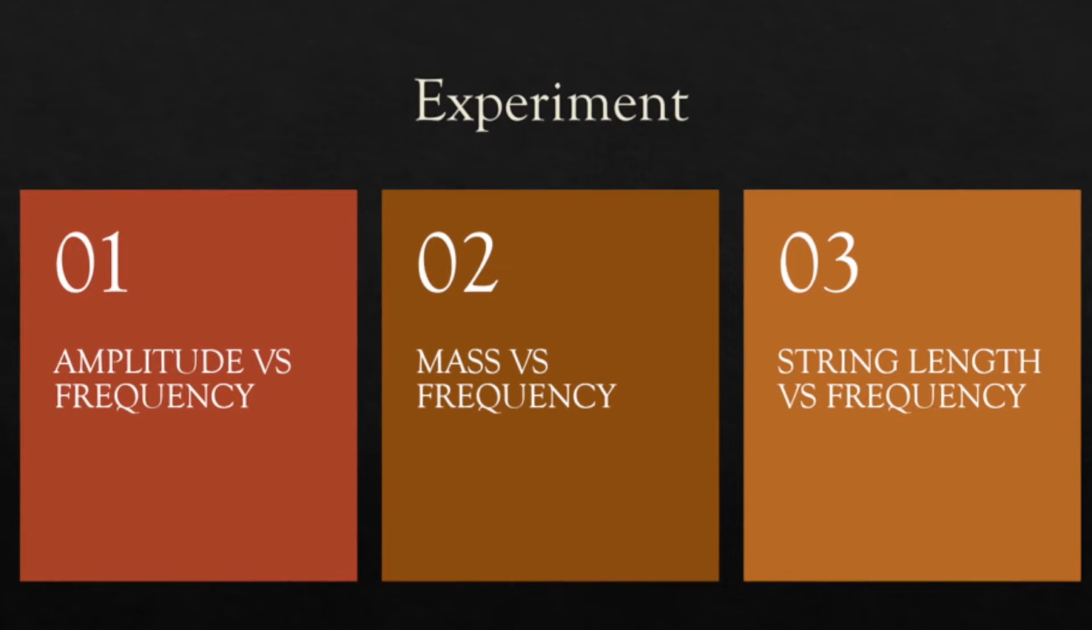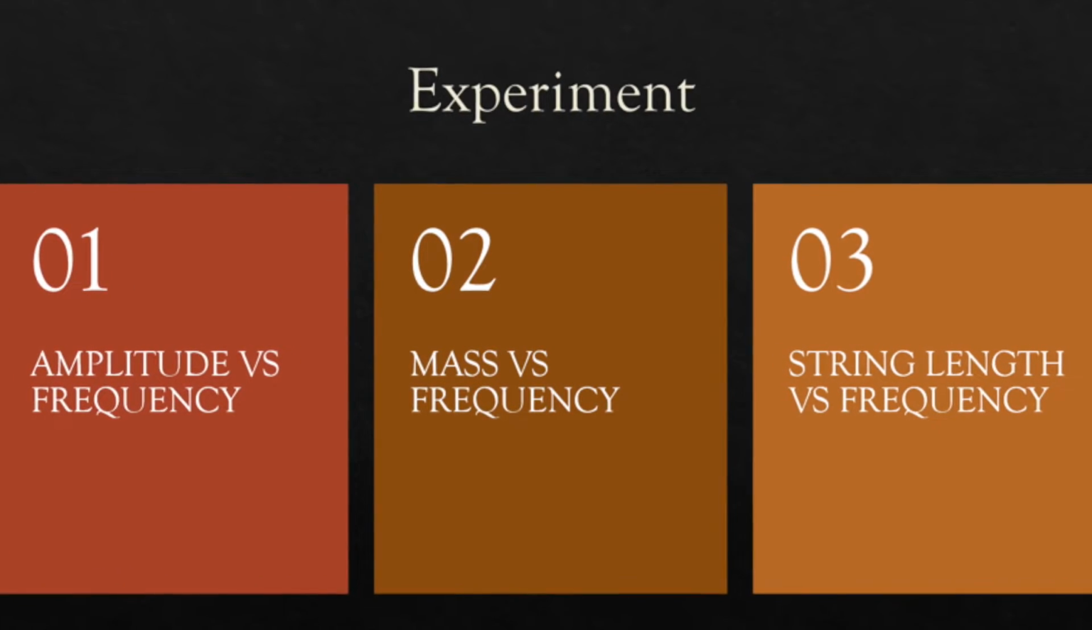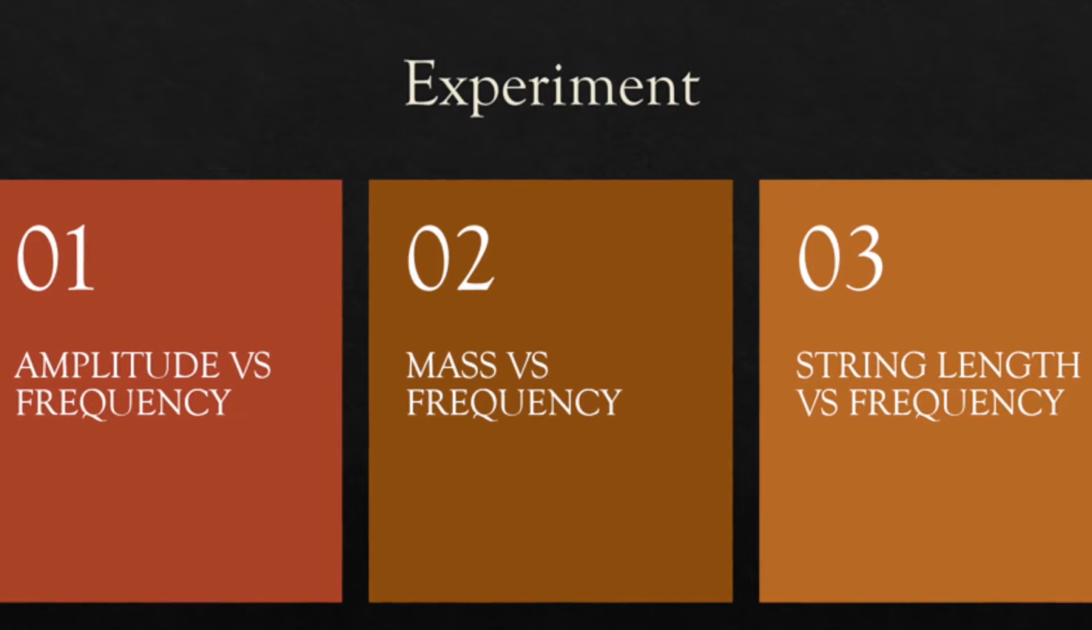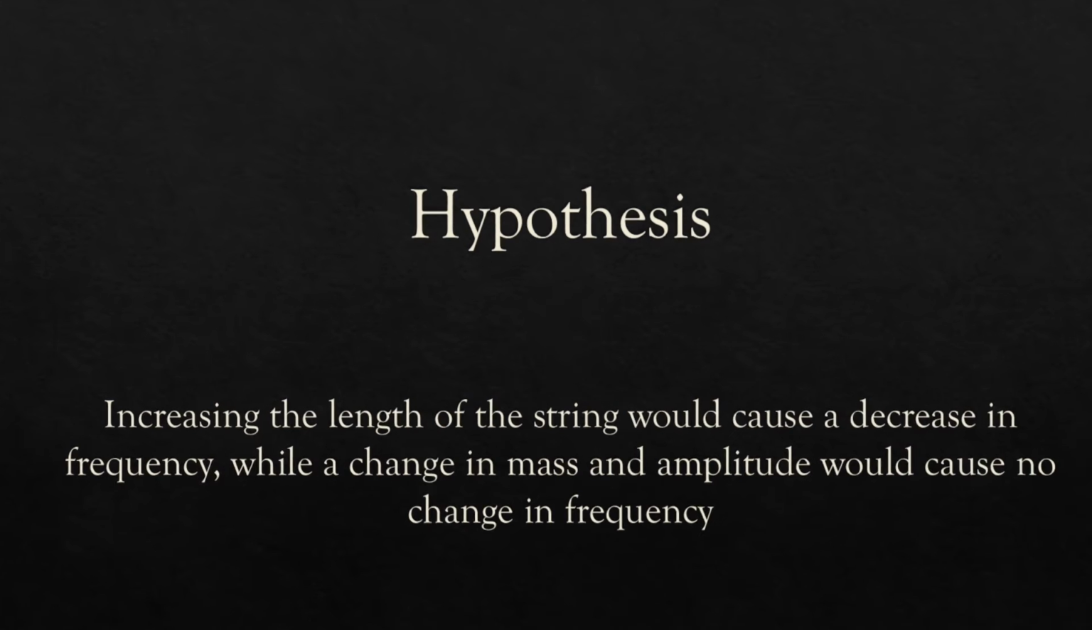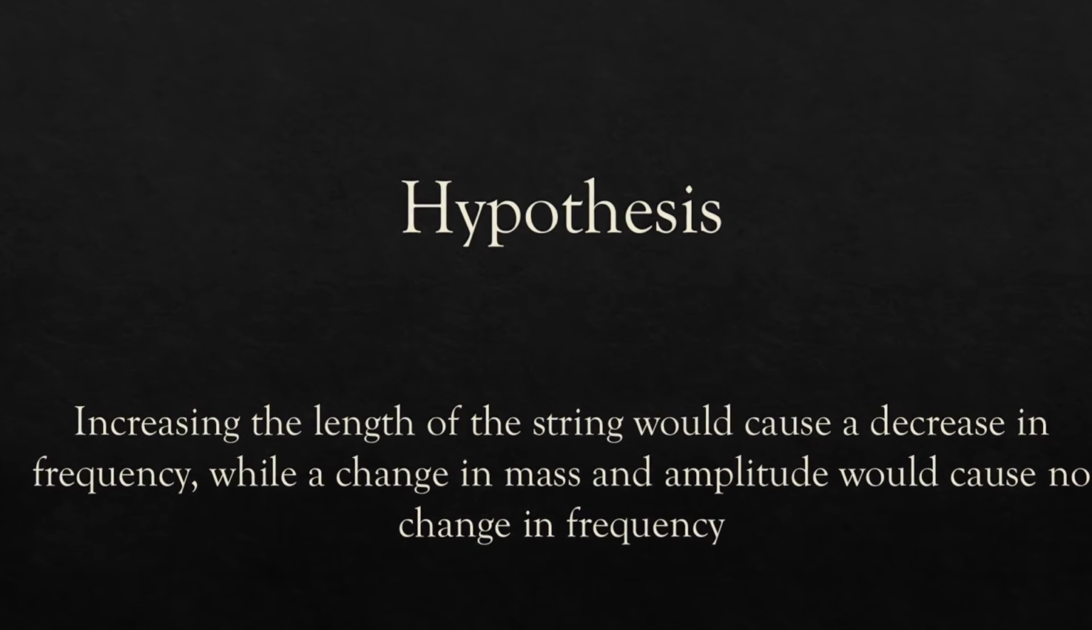We tested the effect of three different variables, amplitude, mass, and string length, on the frequency of a pendulum, conducting tests where the variable of interest was changed and the other two remained constant. This was based on the hypothesis that increasing the length of the string would cause a decrease in frequency, while altering the other variables would not cause a significant change.